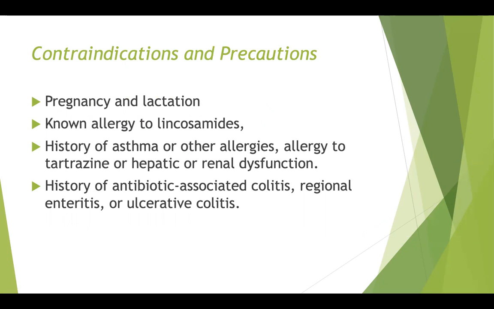So history of antibiotic-associated colitis, regional enteritis, and ulcerative colitis. Okay, so those are contraindications. I would like to emphasize antibiotic-associated colitis. As I have mentioned earlier about superinfection, in our GI tract we have bacteria that are present there. For example, your E. coli in the colon is normally present there. However, it is not causing problems to the body. So it is a normally occurring flora.